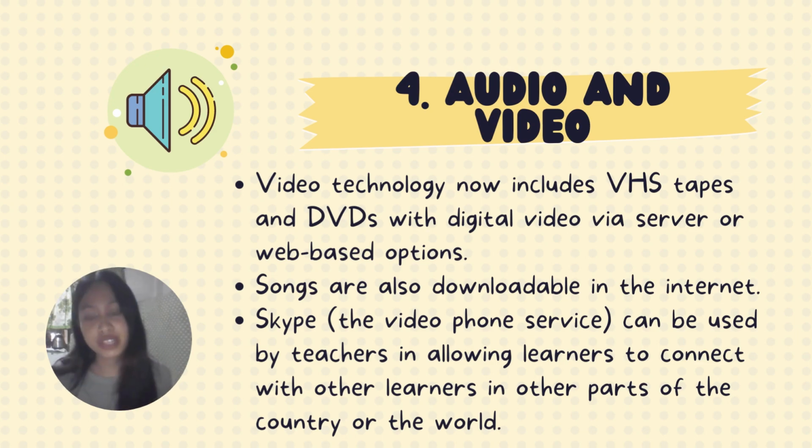Now, aside from video, we also have songs, right? Which is our audio. Songs are already downloadable on the internet, meaning we can download these songs from many websites, from MP3 Juice, and many more. We can also stream a song or audio directly from Spotify and other music streaming platforms.